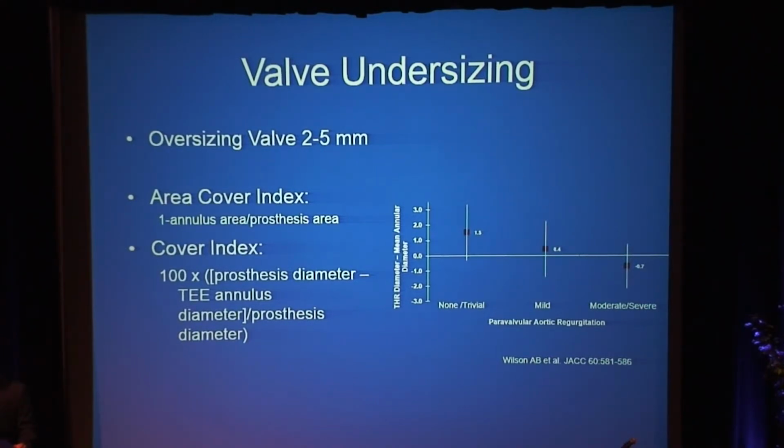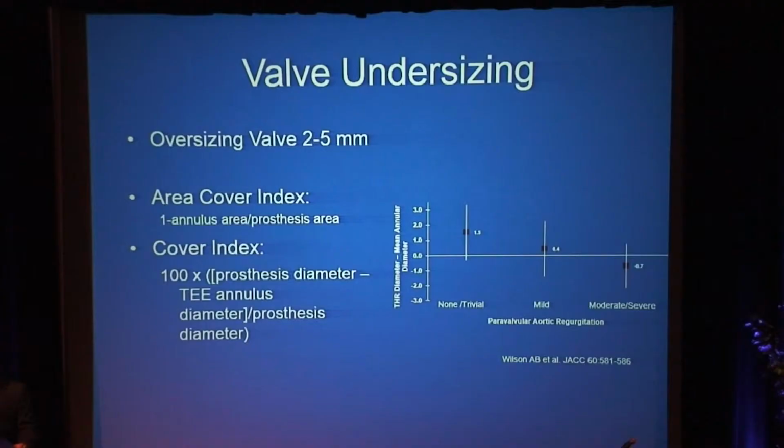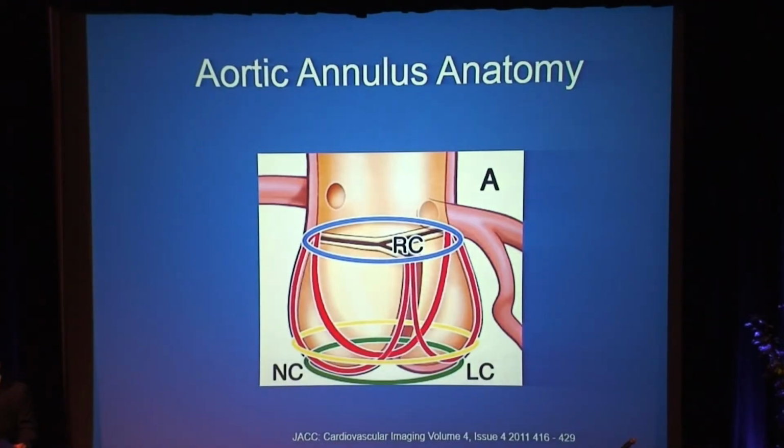And different groups have come up with different indices. The area cover index is 1 minus the annular area divided by the prosthesis area, and lower values of the area cover index have been associated with worse AI. And then finally the cover index, which is the difference of the prosthetic diameter versus the annulus diameter divided by the prosthetic diameter. It's recommended that this should be greater than 8 to 10% to decrease your risk of significant AI.